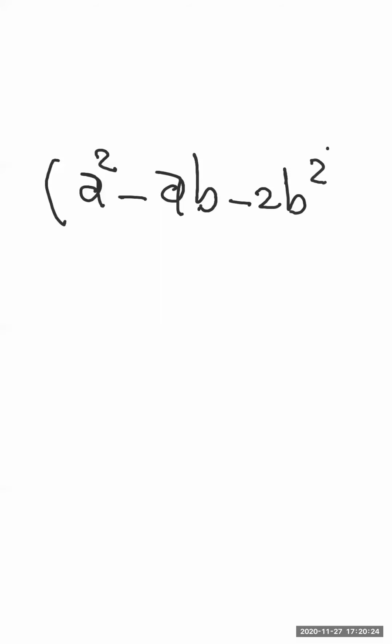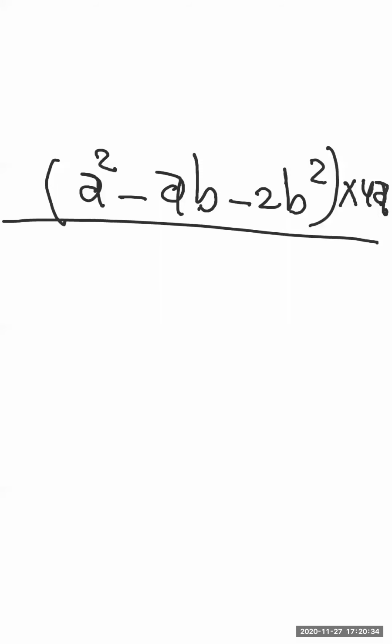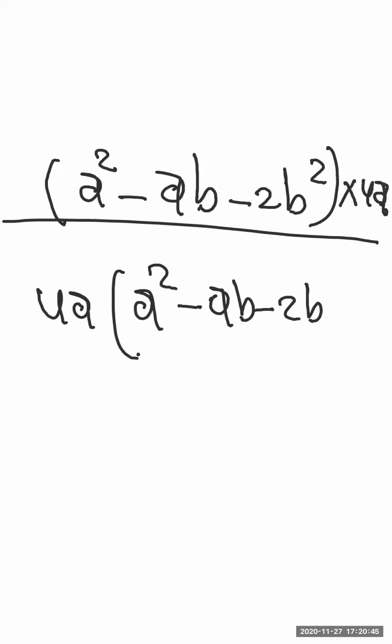And this time the bracket will be on the left like this, a squared. I want to change the order so that I want to trick you. So a squared minus ab minus 2b squared times 4a only, like this. Okay, such type of questions, guys, it will be the same. But simply I will write it like this, 4a times this bracket, a squared minus ab minus 2b squared.